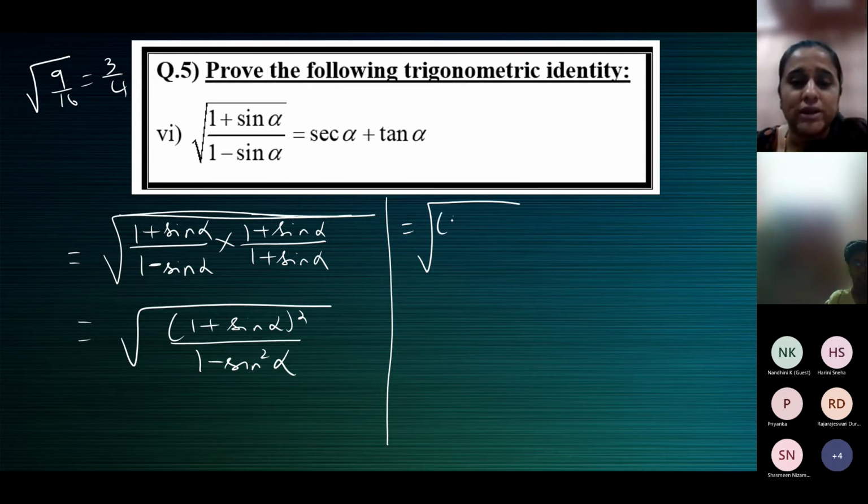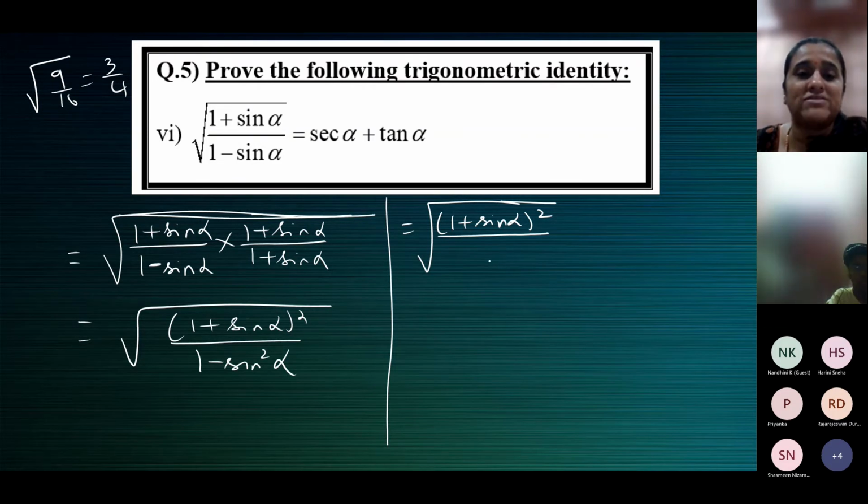When you look at the numerator, it is already a perfect square: 1 plus sine alpha, the whole square. So you're happy. Don't disturb it. The denominator is not a perfect square. It's 1 minus sine square alpha.